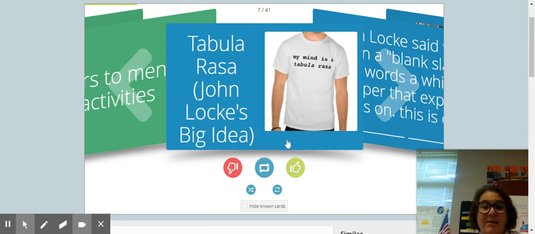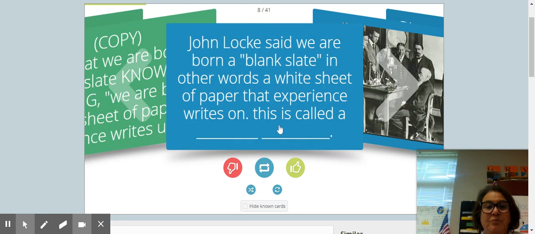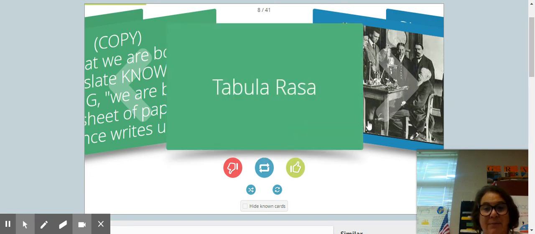Up next, John Locke's big idea, tabula rasa, which means, translated, a blank slate. His belief was that we are born knowing nothing. We are born a white sheet of paper and experience writes upon it. So just more practice. John Locke said we are born a blank slate. In other words, a white sheet of paper that experience writes upon. This is called tabula rasa.